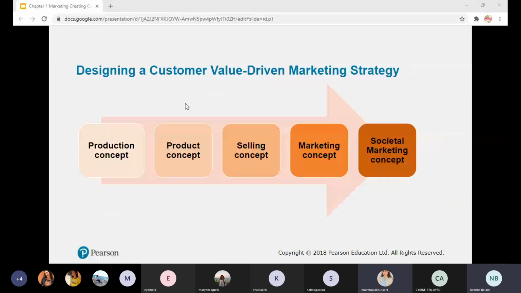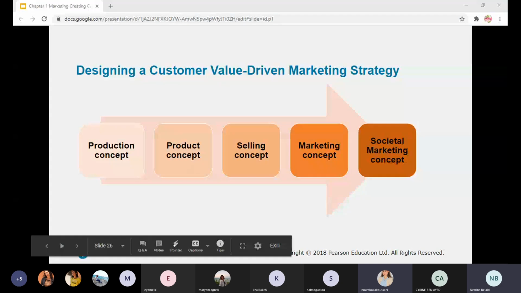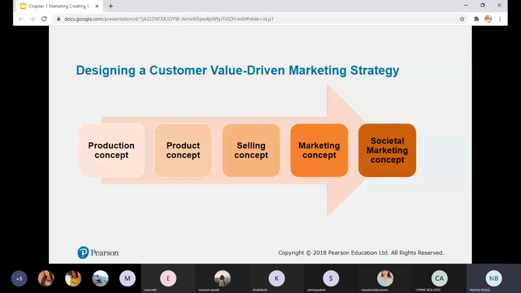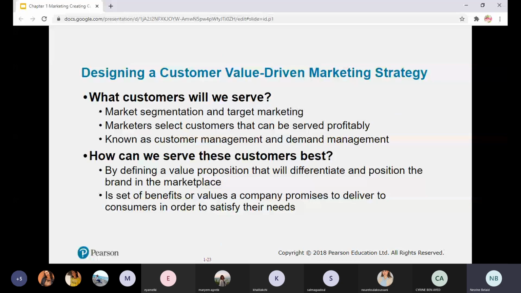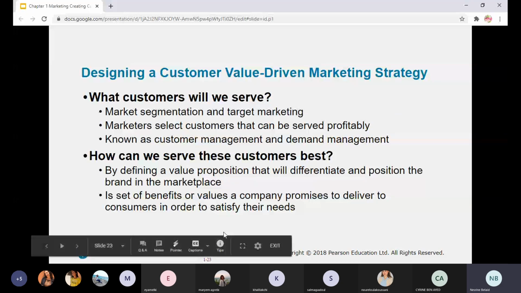Madam? Yes. What's the difference between target marketing and market segmentation? Okay, so there is a huge difference between target marketing and segmentation. As you know, when we have a market, I'm going to share the whiteboard here to explain.